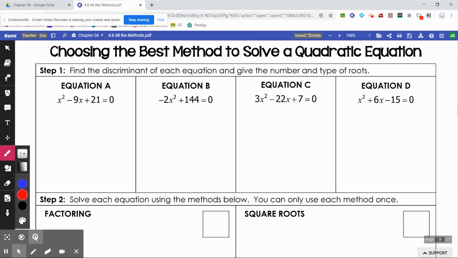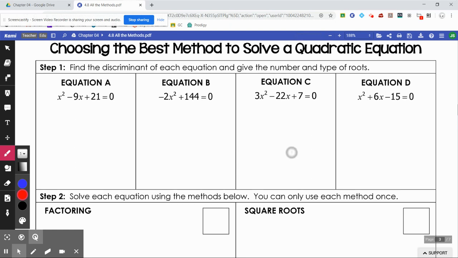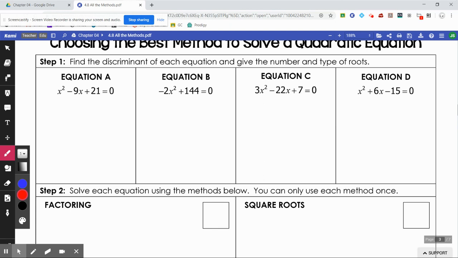So in these next 4 equations, we're asked to pick the best method for these. Which method should we use? Equation A, B, C, and D. Now, find the discriminant of each and give the number of roots first is what it says. So let's do that. So our discriminant here, b squared minus 4ac would be 81 minus 4 times 1 times 21, which would be 84. So our discriminant is -3. So therefore, we will have 2 imaginary solutions here.